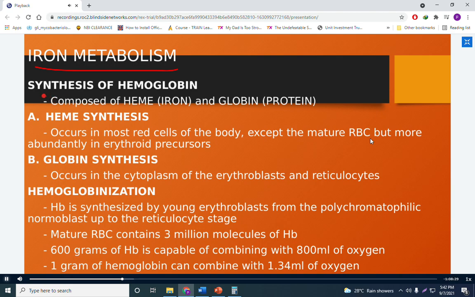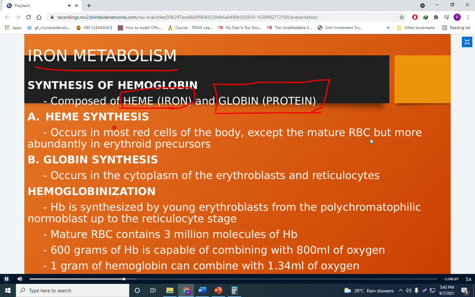Now, your synthesis of hemoglobin class contains two. One is the heme, and the second is the globin or the protein part. Class, the heme, yan yung iron within the hemoglobin molecule. While the globin, these are your chains, this is the protein part.